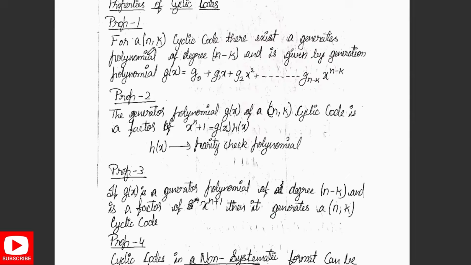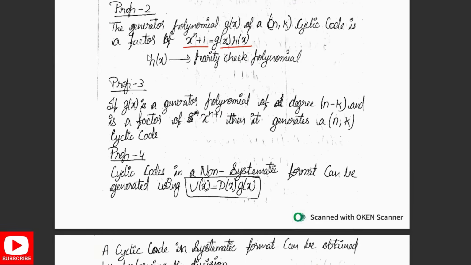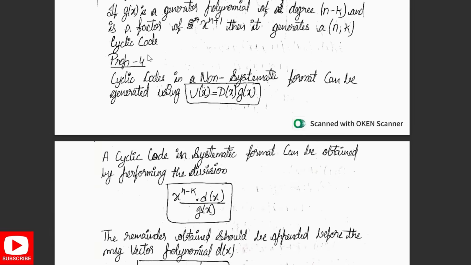Next is the properties of cyclic code. Here the first property is that the cyclic code has a generator polynomial of degree n minus k, and it is given by the equation of the generator polynomial like this. And the generator polynomial is a factor of x power n plus 1, that is g of x into h of x, the parity check polynomial. And then, if the generator polynomial of degree n minus k is a factor of x power n plus 1, then it generates an n, k cyclic code.